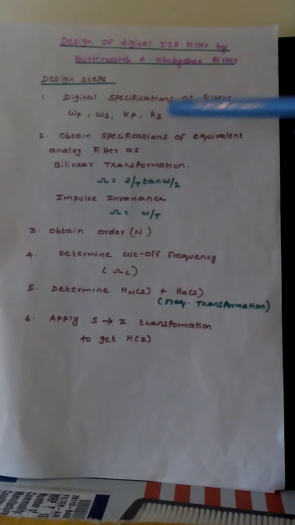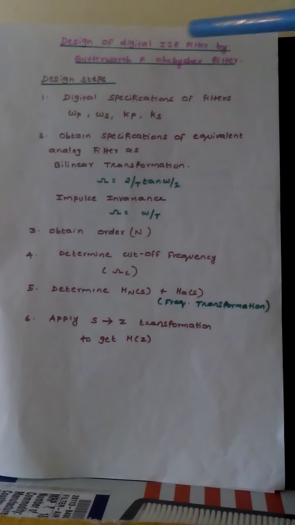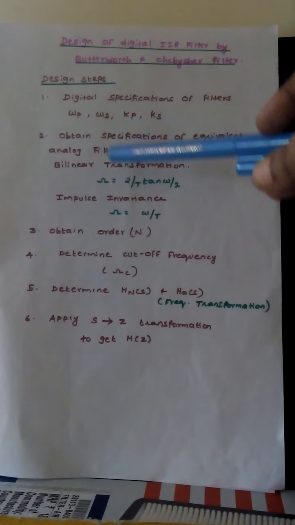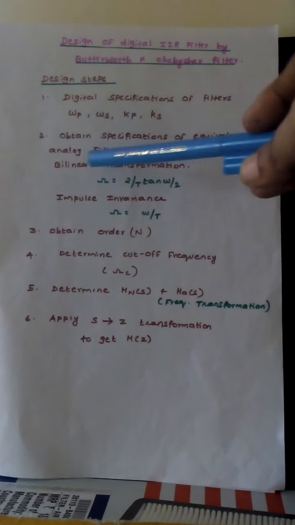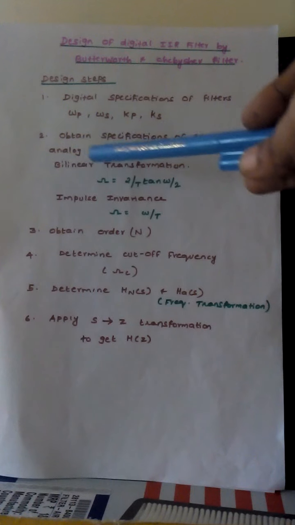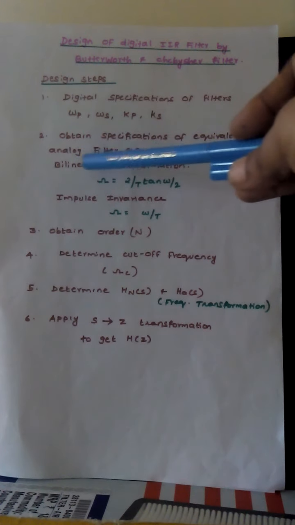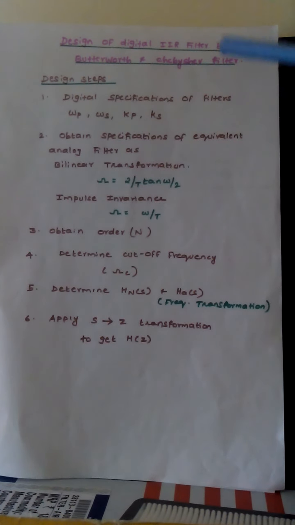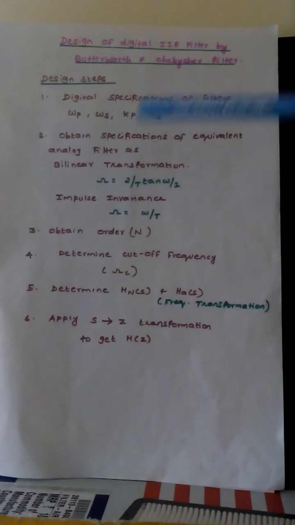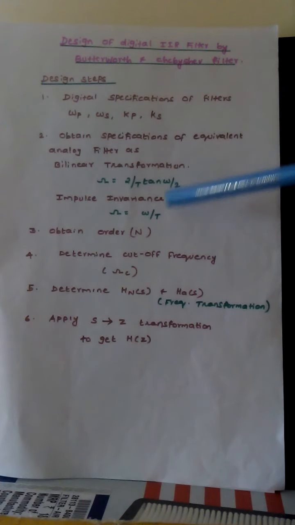With the help of this digital specification we cannot design the digital filter. So first we have to convert this into an equivalent analog filter. That's why in the second step we obtain the specification of the equivalent analog filter. They will mention whether to do it by bilinear or impulse invariant, so according to that we have to select one of the formulas.